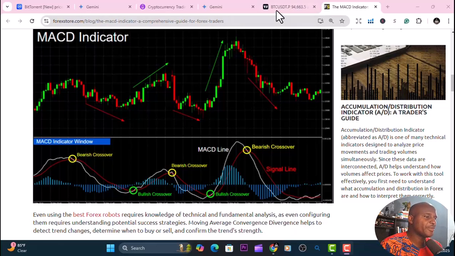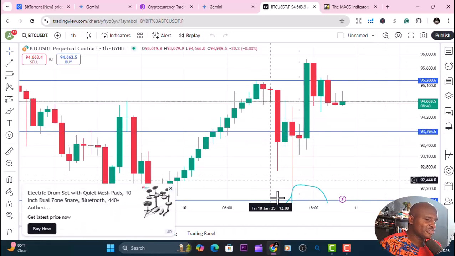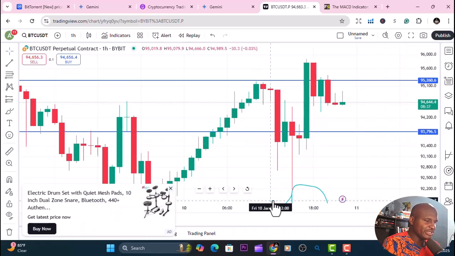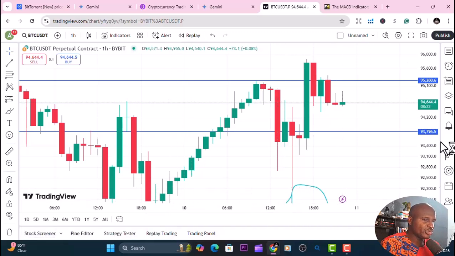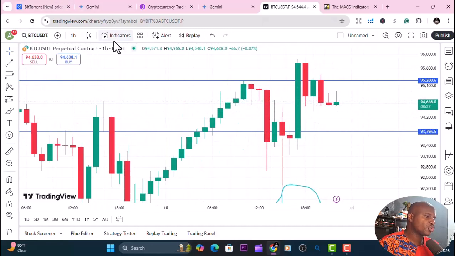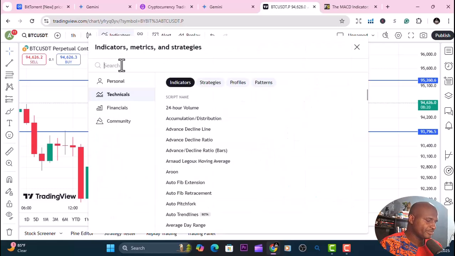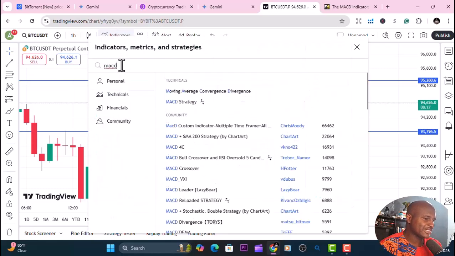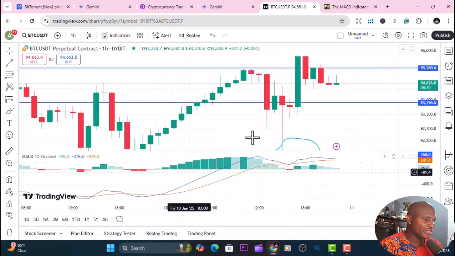So let's go to the TradingView account for you to see that. So this is the TradingView account. Let me delete some of the things I brought in, and we should be good to go. So you go to indicators, and once you go to indicators, then you just type in MACD. As simple as this is. See MACD strategy. You can do moving average, divergence, and convergence, and you see it down here.